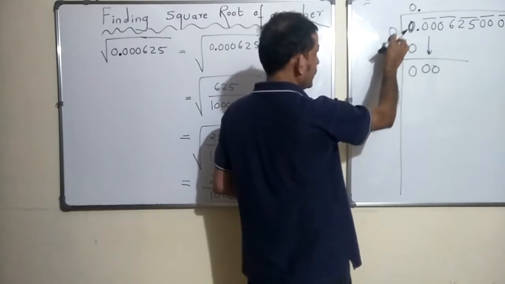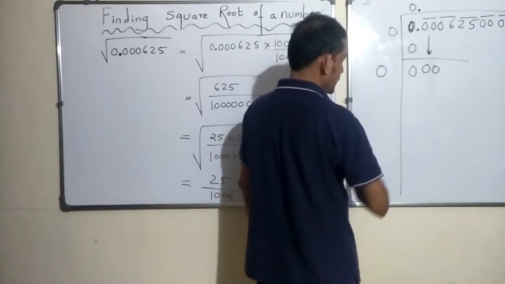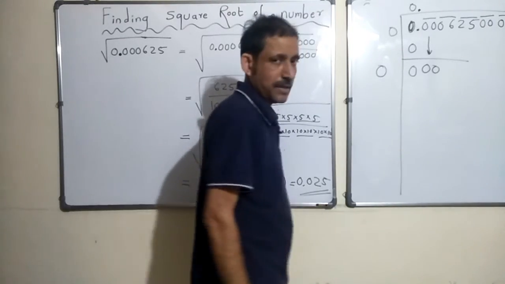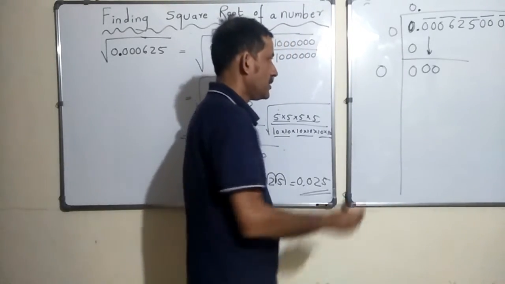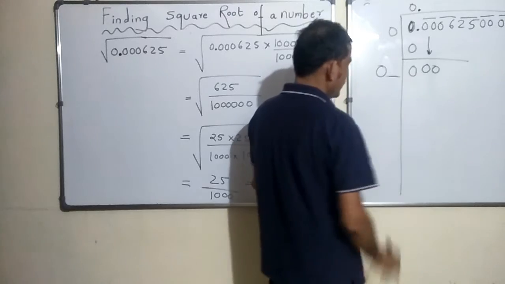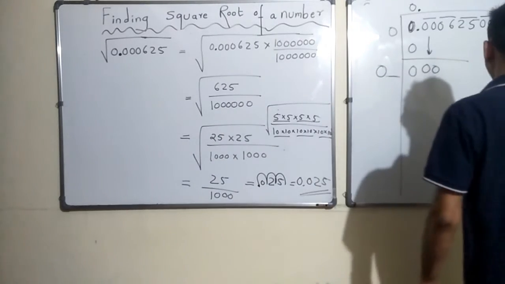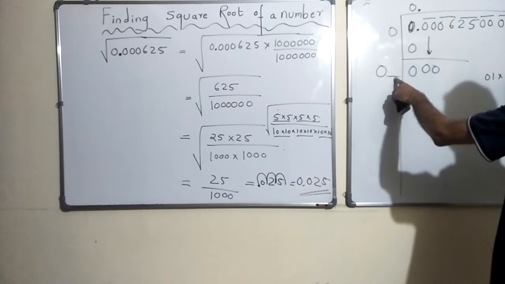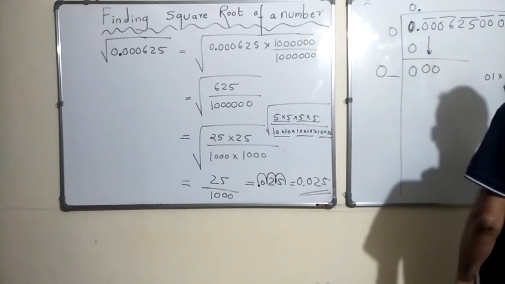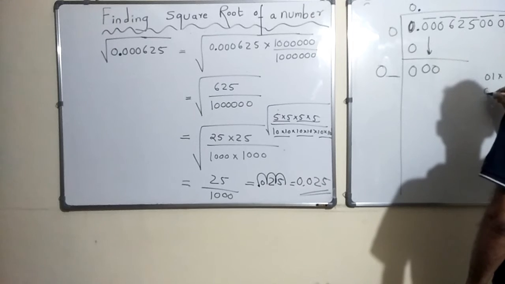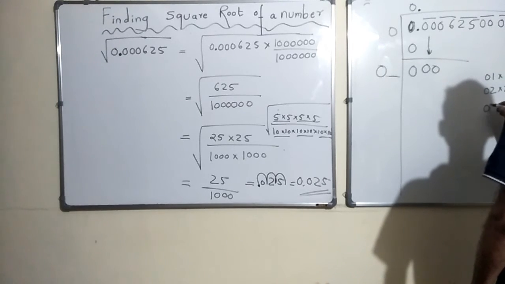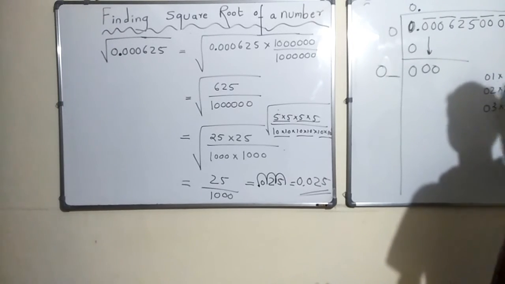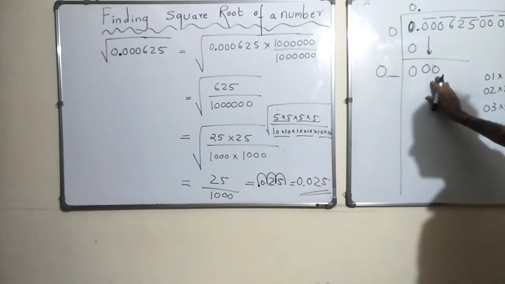I add this 2 and write here. So it is nothing but 0 plus 0 is equal to 0. Alright. Now what should I add here such that I multiply 0, let's say 0, 1 into 1 or 0, 2 into 2 or 0, 3 into 3, right? It should be just less than this.